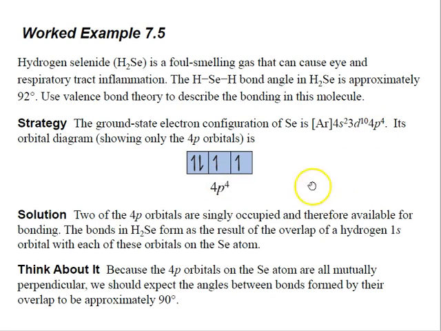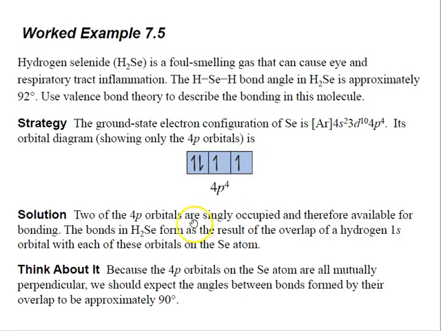Now we know the p orbital has 3 types. You have your px, your py, and your pz. And then when you fill this according to Hund's rule, you'd fill 1, 2, 3 electrons, and then here would be the 4th electron. So from the orbital diagram, we can get a little bit of information here. And the solution would be 2 of our 4p orbitals are singly occupied, and I'm highlighting those here, and therefore available for bonding. Available for bonding because they have an empty spot open.